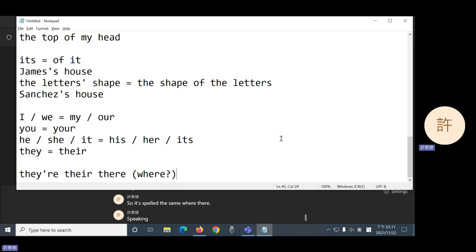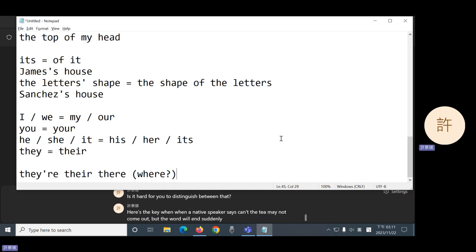Speaking of pronunciation, do you guys have the issue of you can't tell whether someone is saying can or can't? Is it hard for you to distinguish between that? Here's the key. When a native speaker says can't, the T may not come out, but the word will end suddenly. So can and can't. So if it sounds shorter, it's probably cannot, can't, even if there's no T sound.